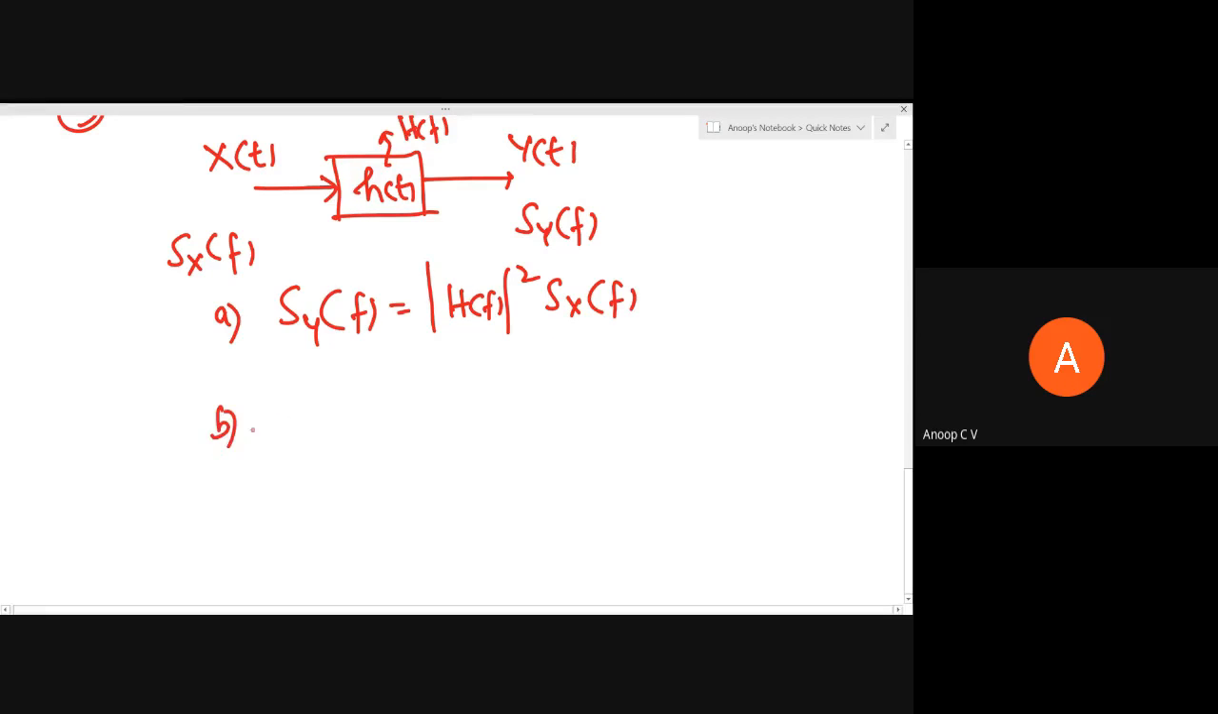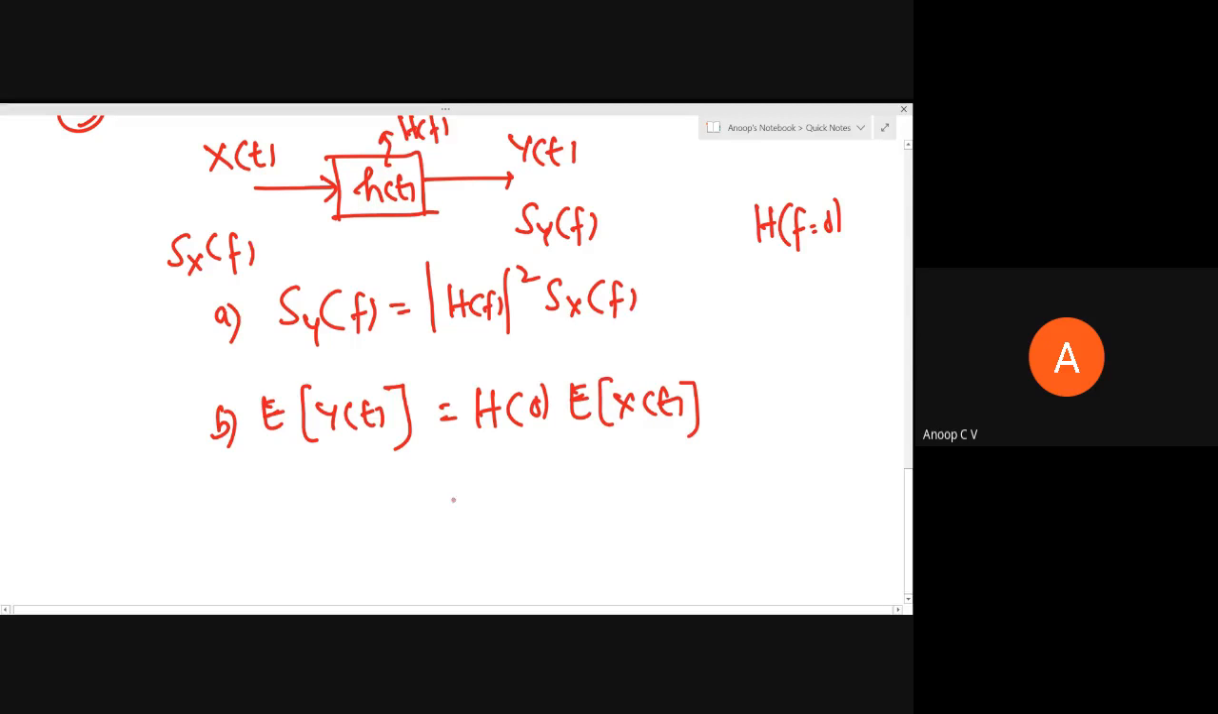Then one more important result is the expectation of y of t. Expectation of y of t is equal to capital H of 0. Please remember, it is capital H of 0, which means the transfer function H of f at f equal to 0, right? So capital H of 0 times E of x of t. These are very important results.